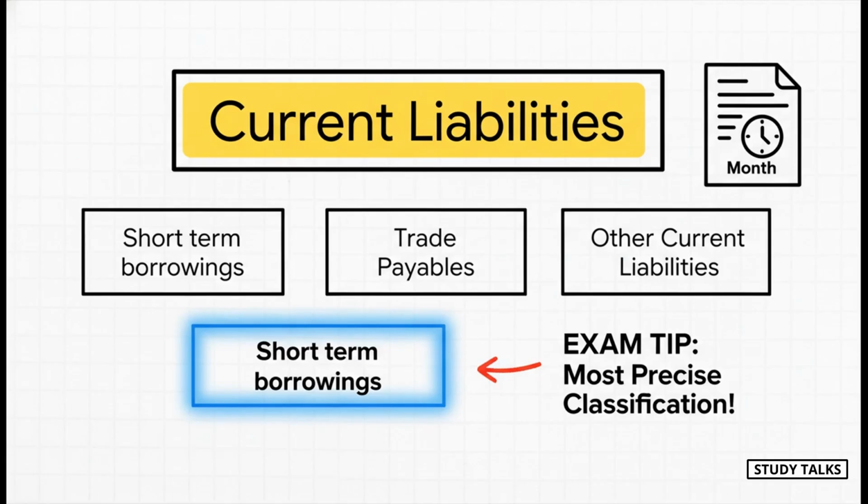Now here's the exam tip. You might be tempted to just say current liabilities, right? Because technically it is. But ICAI wants precision. The exact subhead is short-term borrowings. That's the difference between full marks and zero. They test if you know the exact classification.